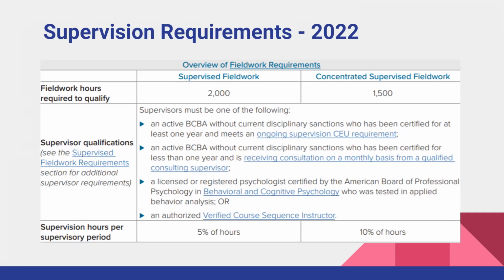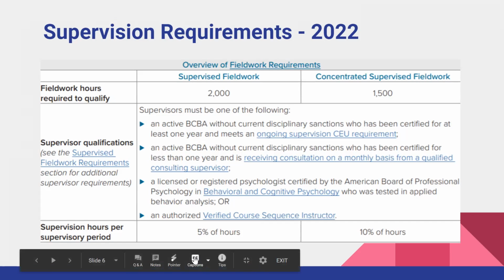You could accrue these hours in a single category, either under supervised fieldwork or under concentrated supervised fieldwork, or you can combine the two. The only difference between the two fieldwork types listed is that concentrated supervised fieldwork provides a pathway for individuals to complete their fieldwork in fewer hours, but with more supervision versus supervised fieldwork. So if you look down at supervision hours per supervisory period, under supervised fieldwork, you would need 5% of those hours to be supervised, but under concentrated supervised fieldwork, you would need 10% of those hours to be supervised.